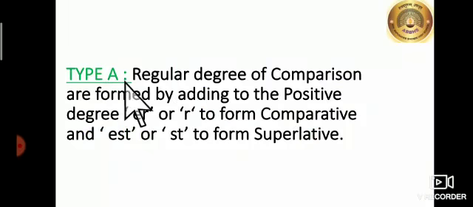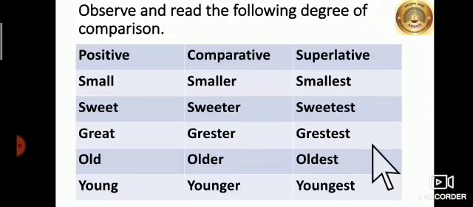Type A. Type A is a regular degree of comparison, formed by adding ER or R to the positive degree to form the comparative, and EST or ST to form the superlative. Let's find out how it is. In what words do you add ER or R or EST or ST? Let's find out with a few examples. Now you have to observe and read the following degrees of comparison.